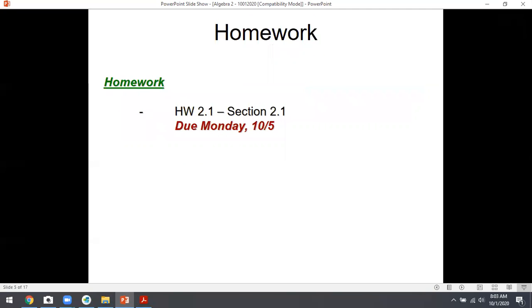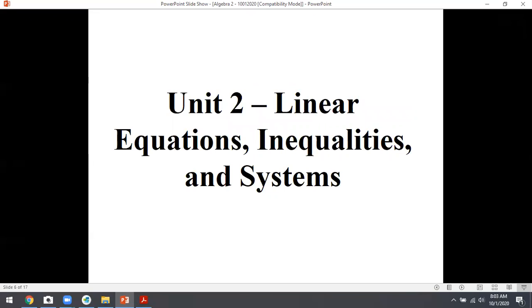All right, here we go. Homework 2.1. This is a new unit. New unit. Big new heading in my notes. Big new heading. Unit 2. We'll be here a while. Couple weeks, 3 weeks, something like that.